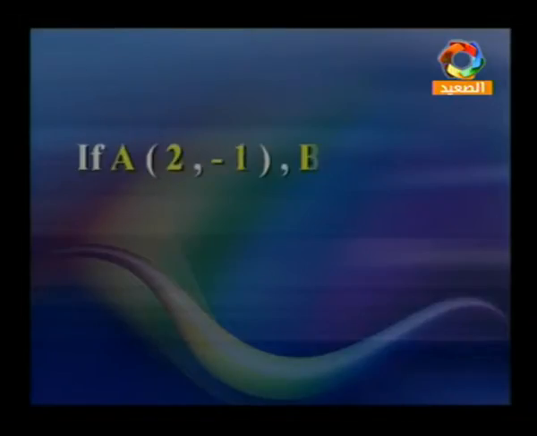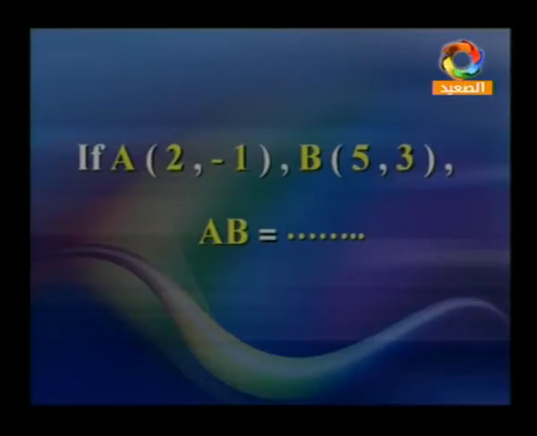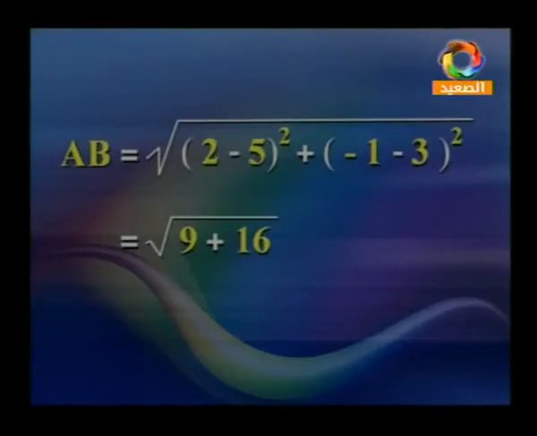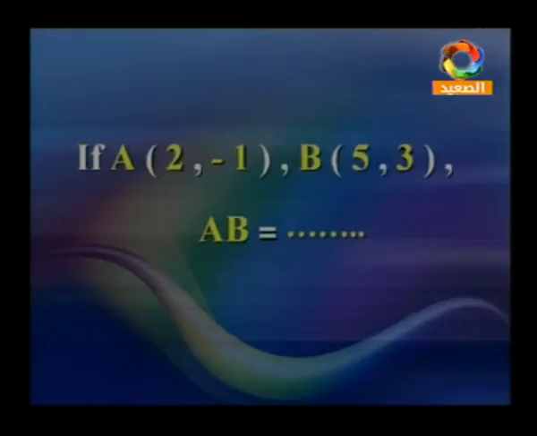Another example, if A is (2, -1), B is (5, 3), then AB equals what? What's the meaning of AB? It means the distance between A and B. You have taken that AB equals square root of (2 minus 5) all to the power of 2 plus (-1 minus 3) all to the power of 2, according to the rule which says that AB equals square root of (x2 minus x1) to the power of 2 plus (y2 minus y1) to the power of 2. So we are going to find the result as square root 9 plus 16 to find a result as 5 units. So the length of AB equals 5 units.